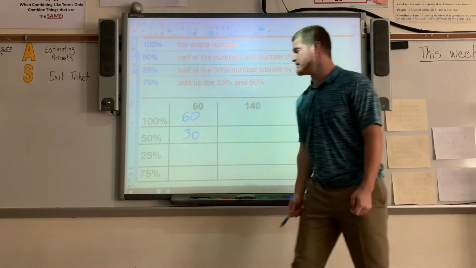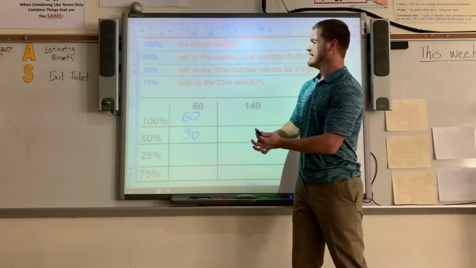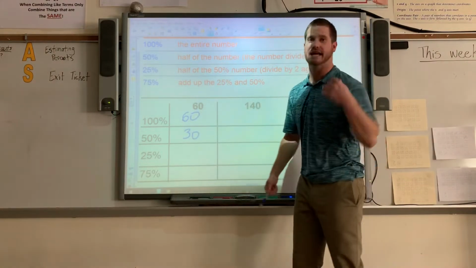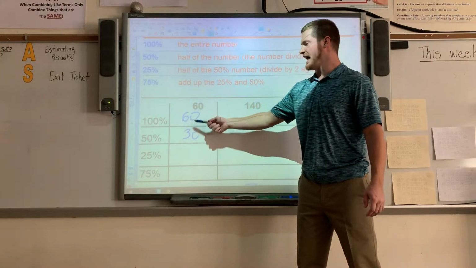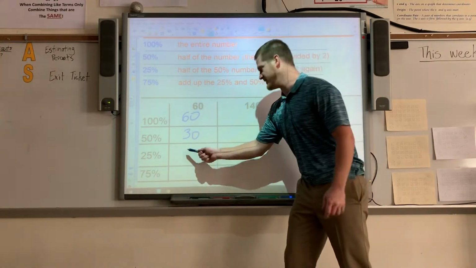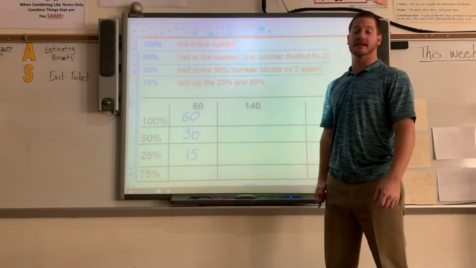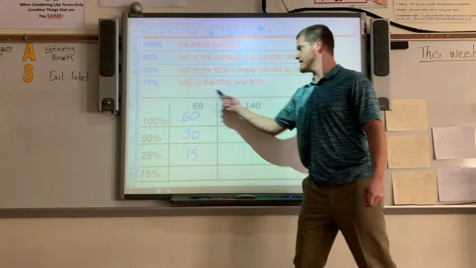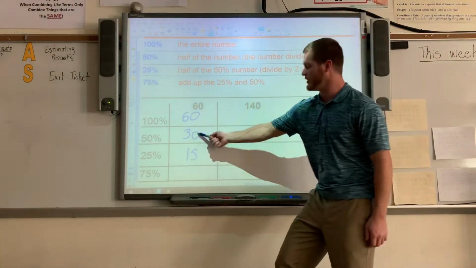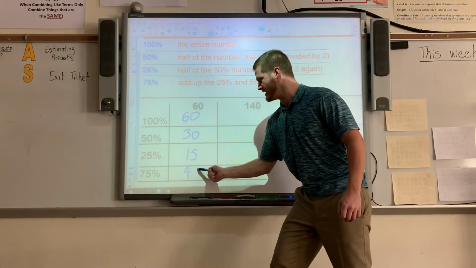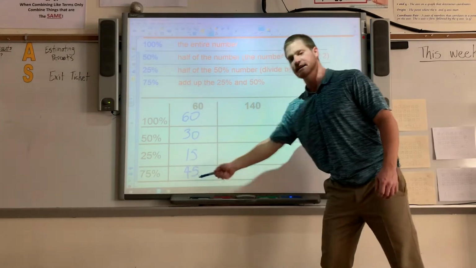Now, remember, 25%. You could just take 1/4 of it, but the easier way to do it is you take half of the number and then take half of it again. That gives you 25%. So 60, half of that's 30, half of 30 is 15. So that means 25% of 60 is 15. Last but not least, remember with the 75%, we just add the 50% and 25% together. So 30 plus 15 would be 45. So that means 75% of 60 is 45.